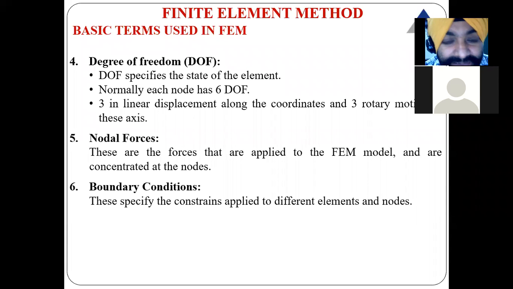So degree of freedom specifies the state of the element. Normally each node has 6 degrees of freedom. Three linear means along x direction, along y direction, and z direction. Linear motion in three coordinates, and three rotary motions along these coordinates.